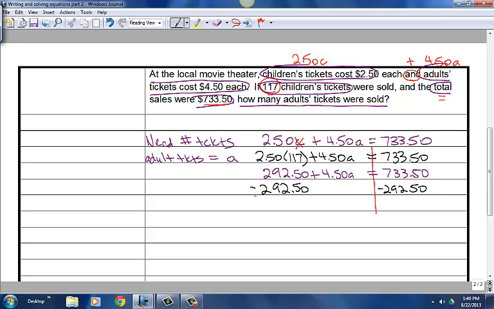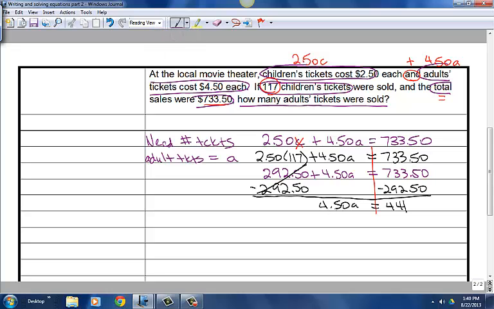Remember to do the opposite on both sides to keep your equation balanced. 450A is all that I'll bring down on this left-hand side, because remember, 292.50 minus itself leaves you with 0. On the right-hand side, when I do this math, I get an answer of 441. A is not yet isolated, so let's try to do one more step.